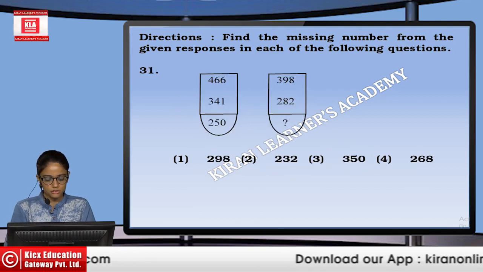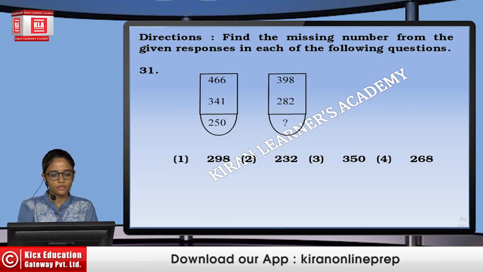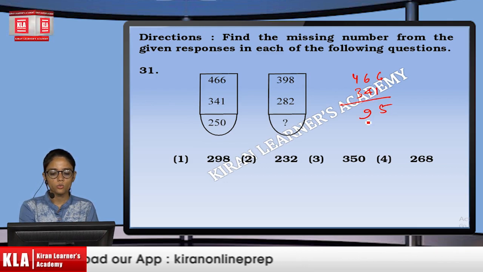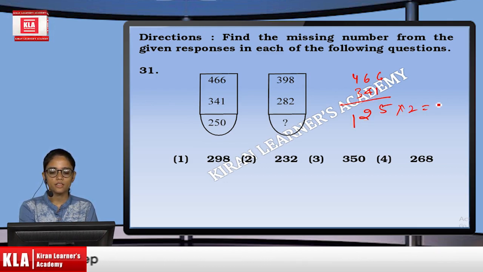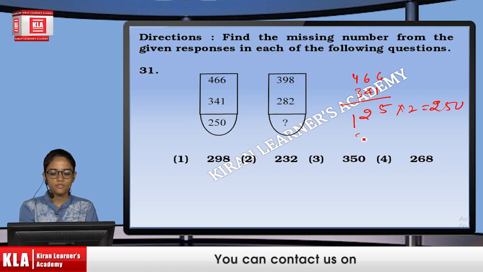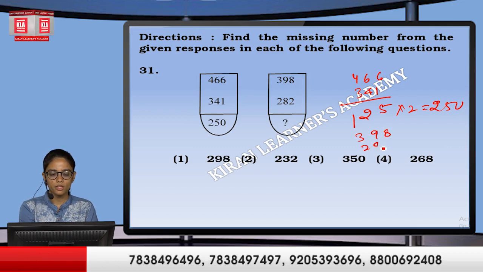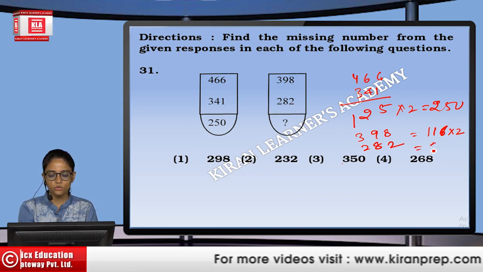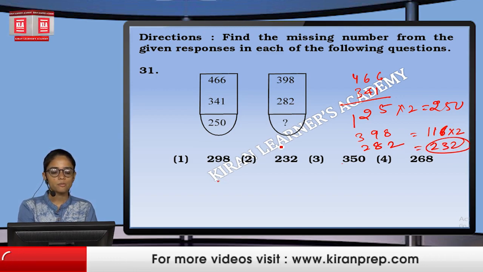Next question. Let's subtract them. 3, 4, 1. We will get 5, 2, 1. And if we multiply by 2, that will give you 250. Similarly, if we subtract 398 by 282, that will give you 117. And into 2, 116. And into 2 will give you 232. That is option number 2.